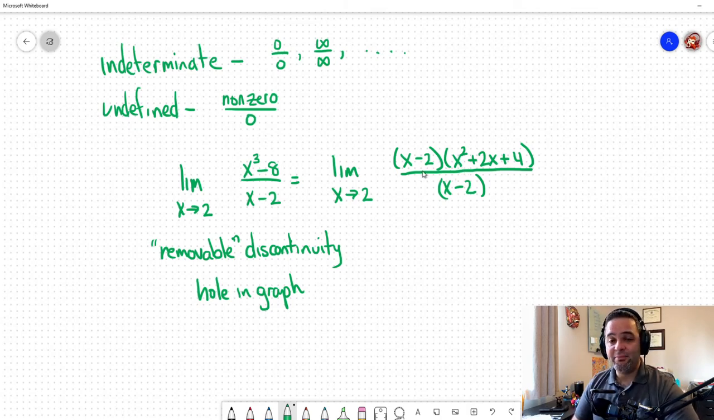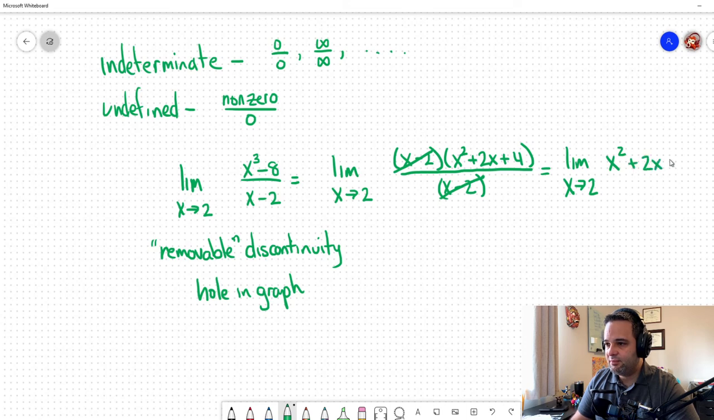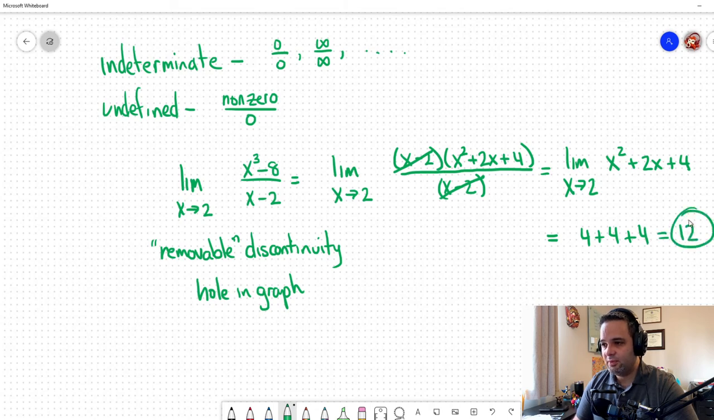Now I have this, and because I rewrote it, I can see that I can remove that discontinuity. So I really have this. Now if I plug in the number, it's going to give me the same answer as when I did it with the table and when I looked at the graph. I'm going to get 2 squared is 4, plus 4, plus 4, for an answer of 12. And that's how we solve a limit analytically.